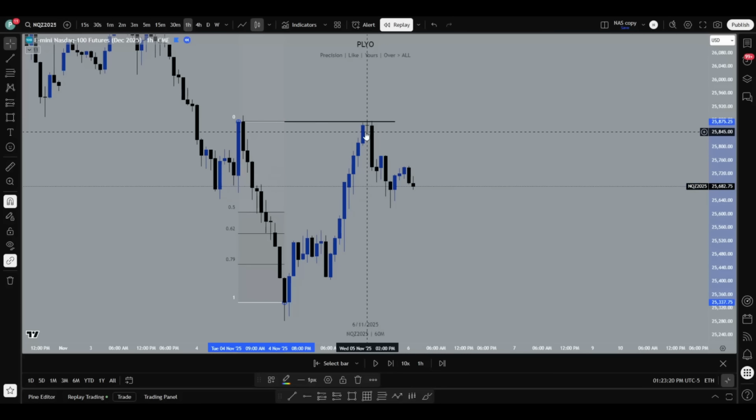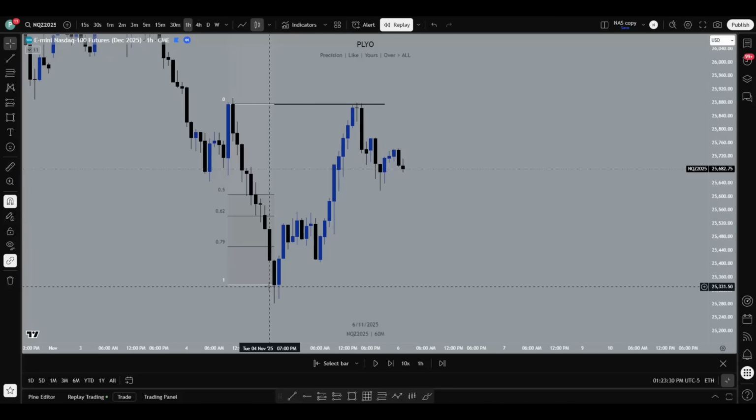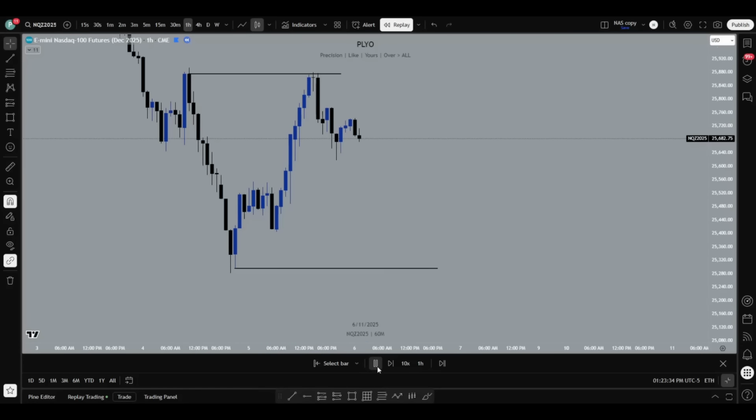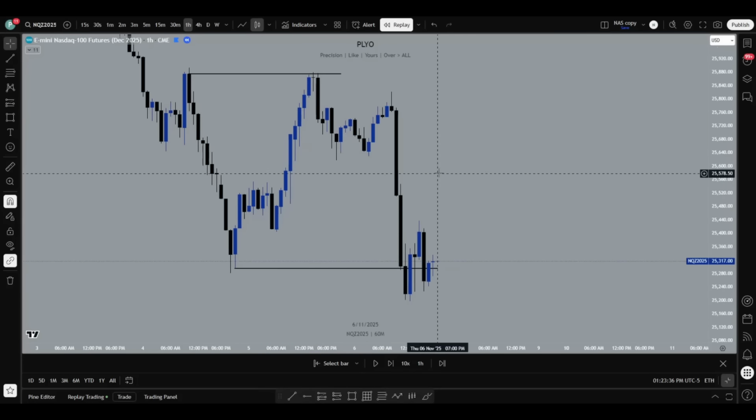We stopped at the 0, and we start to turn back around. What is that? That's a failed CISD. If it's a failed CISD, where are we going? Or where do we have the highest chance to go? Back to where we started. And guess what happened? We dumped all the way down.